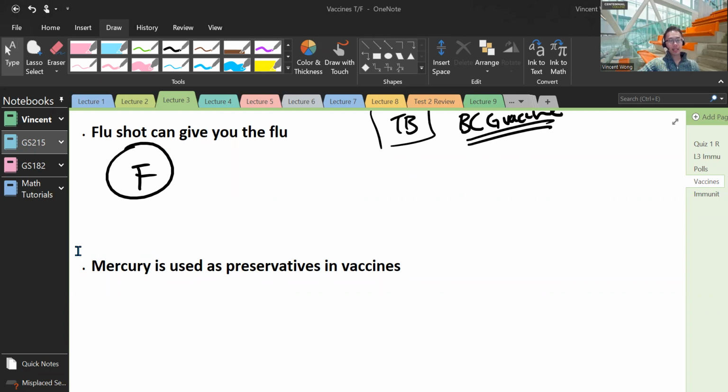This is the one that the anti-vaxxers are saying: there is mercury in the vaccines, and it's poisonous. You're injecting poison into the body. That's one of the key arguments from them. Is it true? Or is it not true? Or sometimes true?